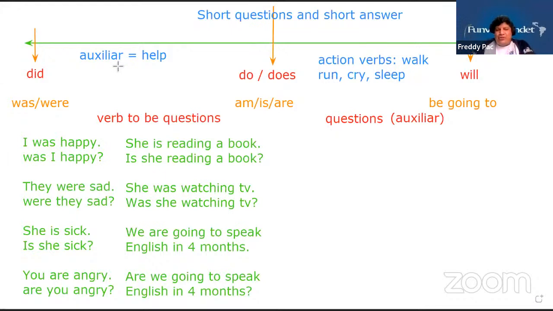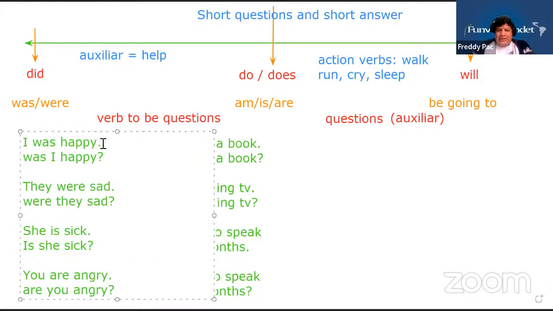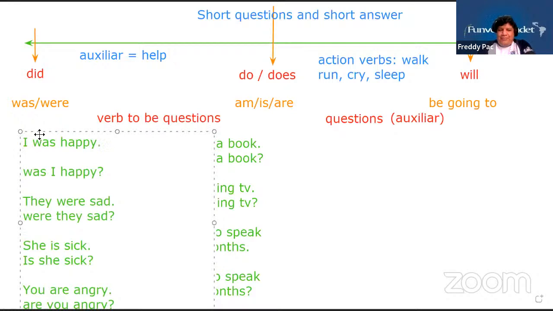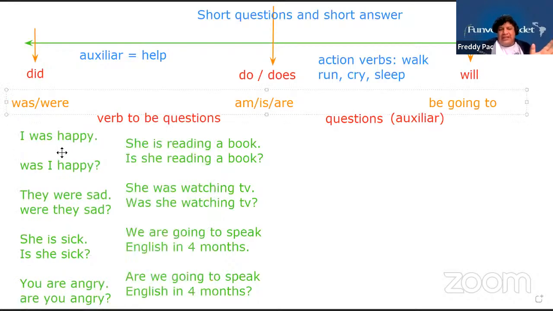So I am going to show you with this sentence. Alma, look, what is the difficult in this? That you have to change the verb to be first. Look, for example, in my sentence, I was happy.